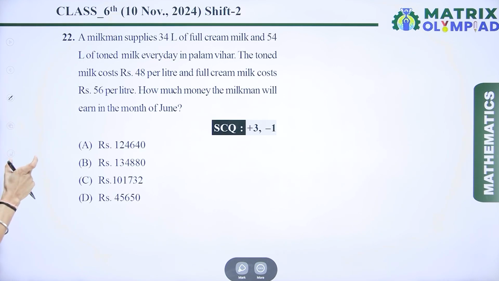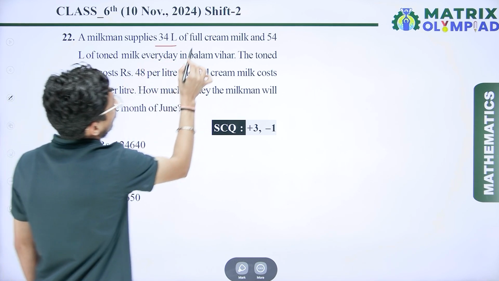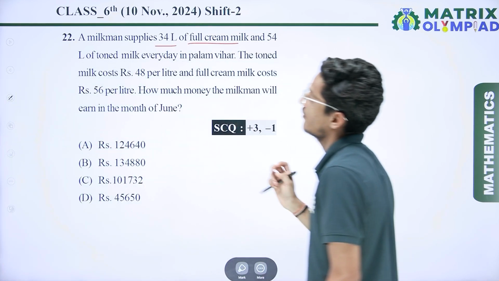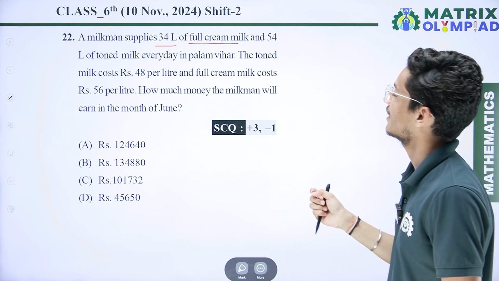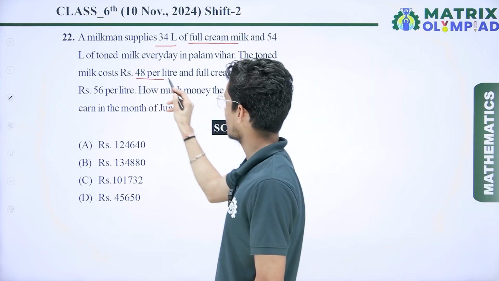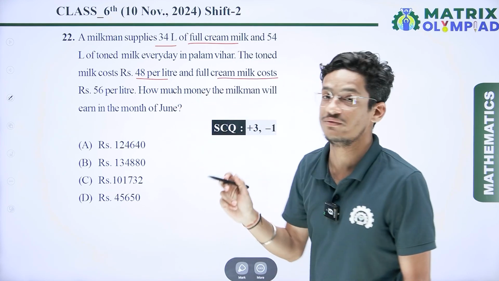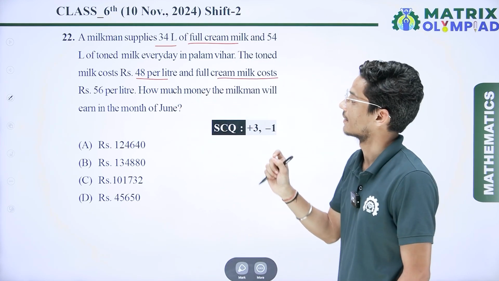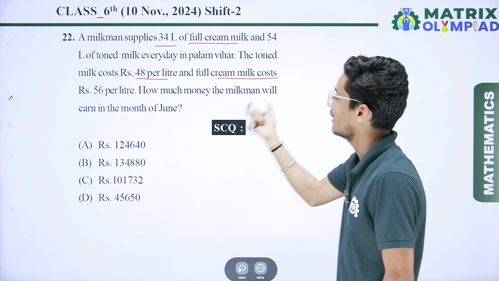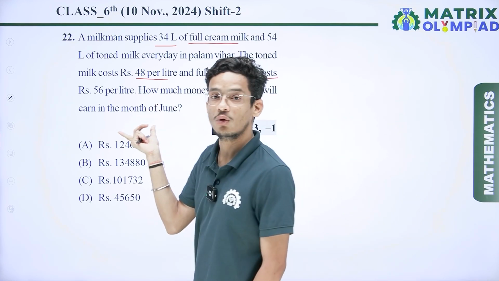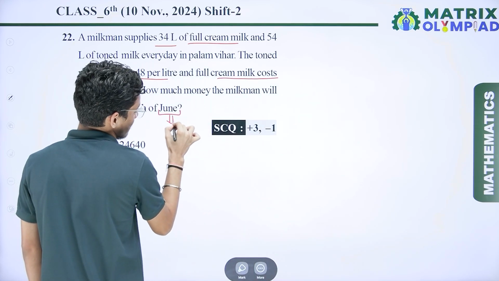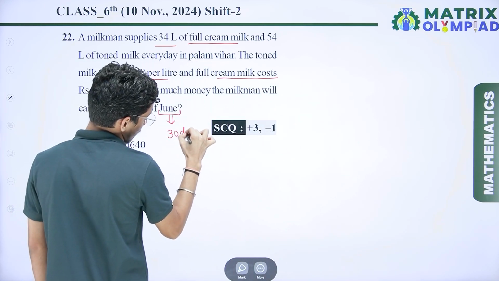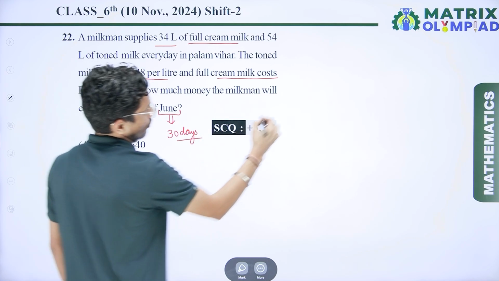So now if I talk about next question, that is a milkman supplies 34 liter of full cream milk and 54 liter of toned milk every day in Palm Vihar. The toned milk cost is 48 per liter and the full cream milk cost is 56 rupees per liter. So how much money will the milkman earn in the month of June? So we know in the month of June we have total number of days, that is 30 days.